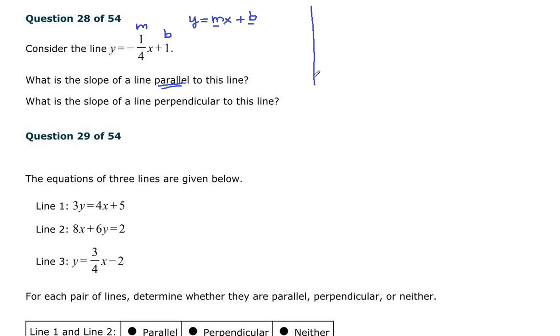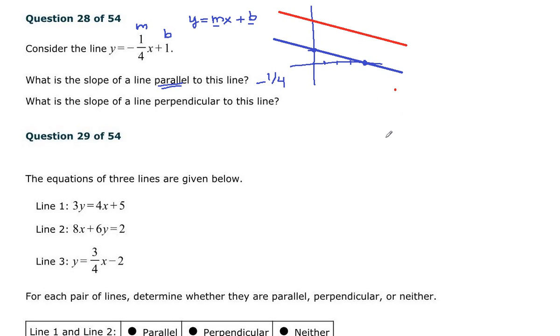So let's sketch this line here. So y-intercept of 1, so 1 on the y-axis, fall 1, run 1, 2, 3, 4, right there. So that line looks like that. And we want to know what would be the slope of a line parallel to that. So here's another line that's parallel to that. Well, it's going to have the same steepness of fall 1, run 4. So the slope of the parallel line is going to be negative 1/4.